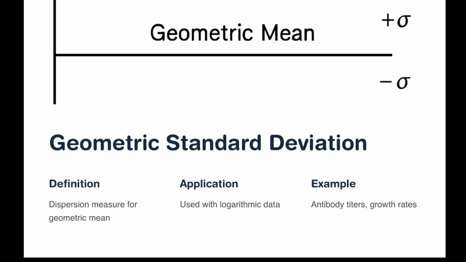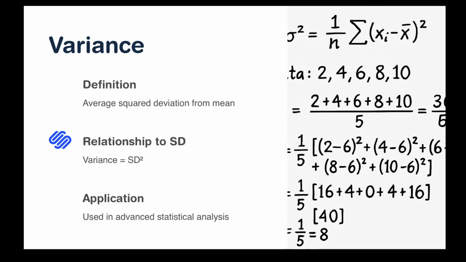Geometric standard deviation is the dispersion measure for the geometric mean, and it is used with logarithmic data, similar to the earlier example which we have already learned, that is for antibody titers and growth rates.